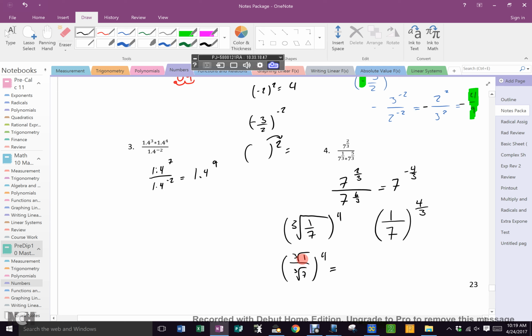What is the cube root of 1? 1. What is 1 to the 4th? 1. So this is 1 over the cubed root of 7 to the 4th. Is everybody still cool there? Still? Everyone good? I'm going to do one more thing here that's creepy.